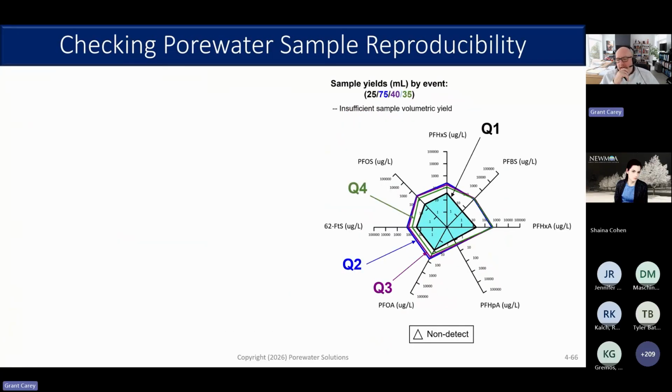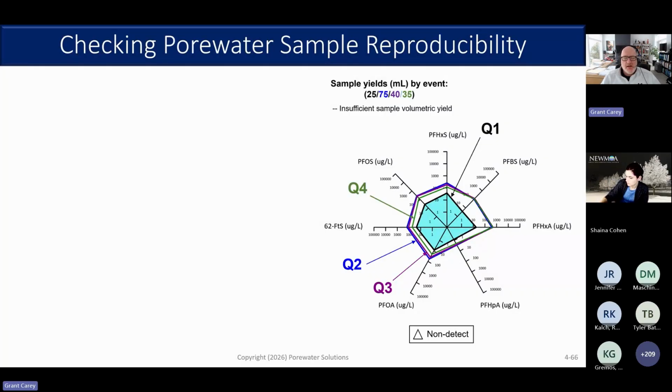So one thing we did in the first paper, and if anybody wants copies of these, the first paper is probably a week or 2 from being published online at the Remediation Journal. Second paper is being submitted this Friday, but I'm happy to send a draft of that to anybody who's interested. So the first paper is looking at pore water sample reproducibility and representativeness.